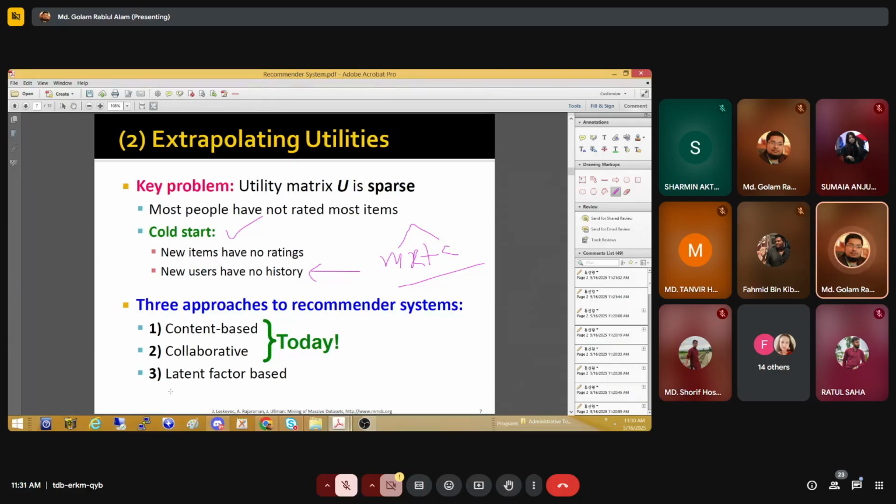Specifically, we have three types of recommender systems. One is the content-based recommendation system. Another one is the collaborative filtering-based recommender system, and another one is the latent factor-based recommendation system. We will cover the content-based and collaborative filtering in this lecture.